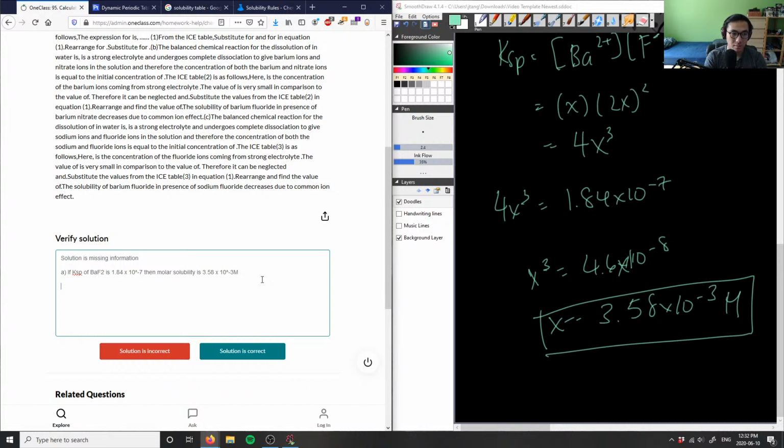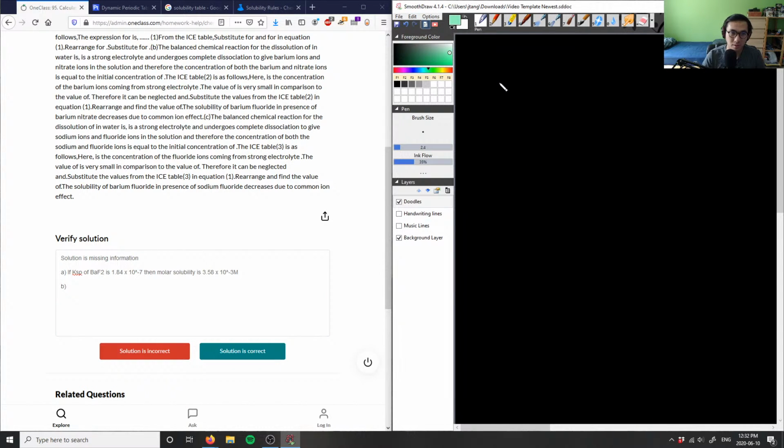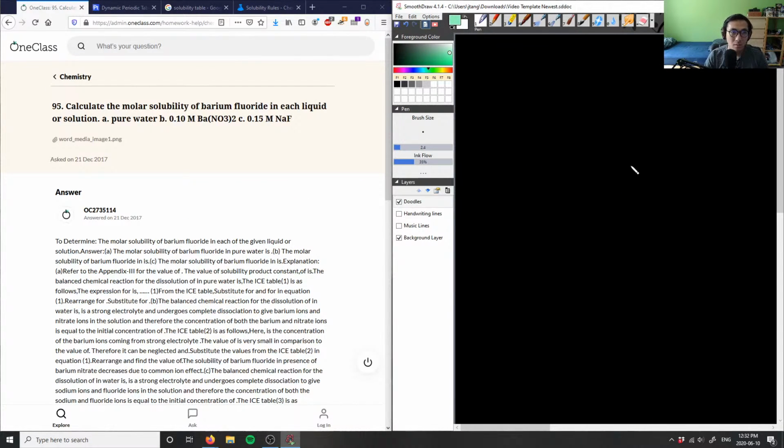And then for B, I would have to solve for B here. So let me just clear this up. Let's solve this for B. And B here says, so this is still question 6B, 0.10 molar of Ba(NO3)2 here. So what we can do here is we can basically relate barium nitrate and the moles of barium nitrate with the moles of barium fluoride, right?